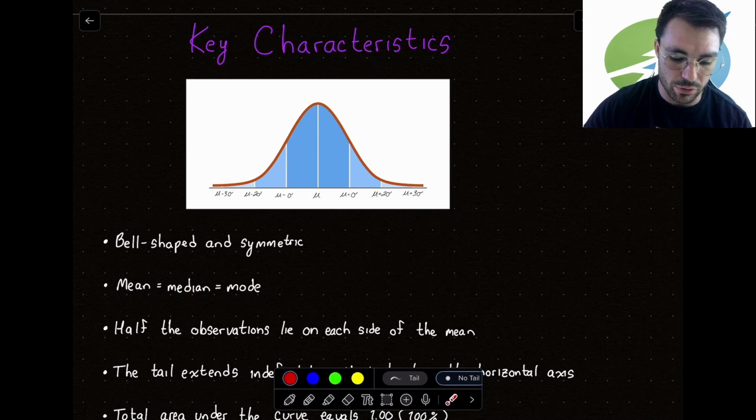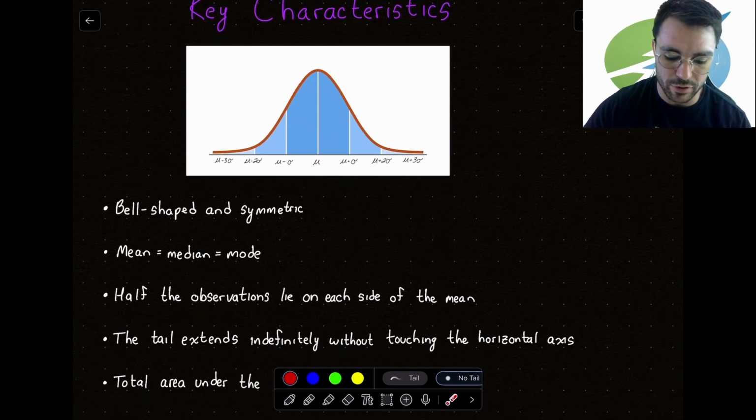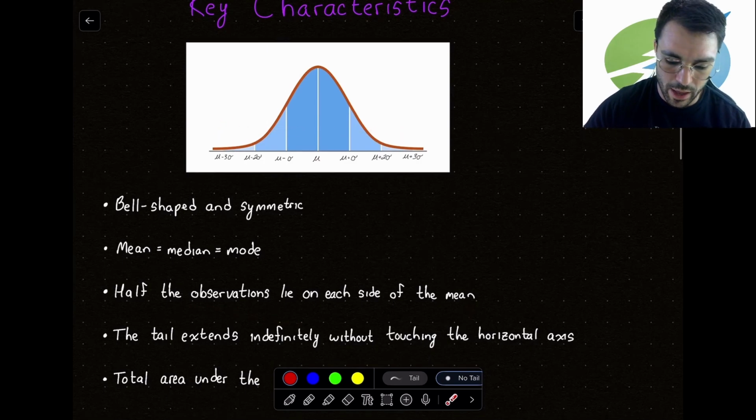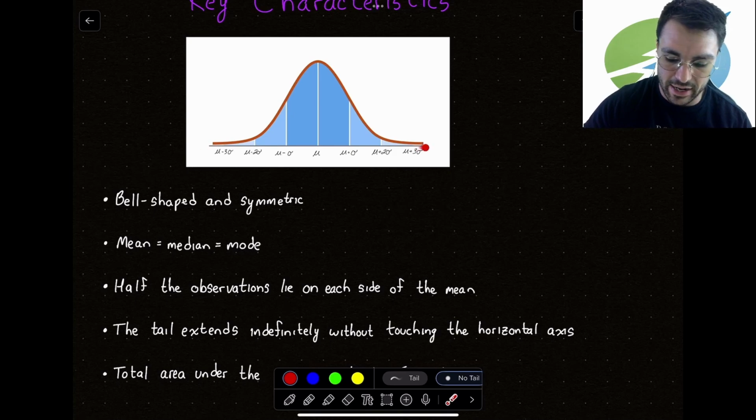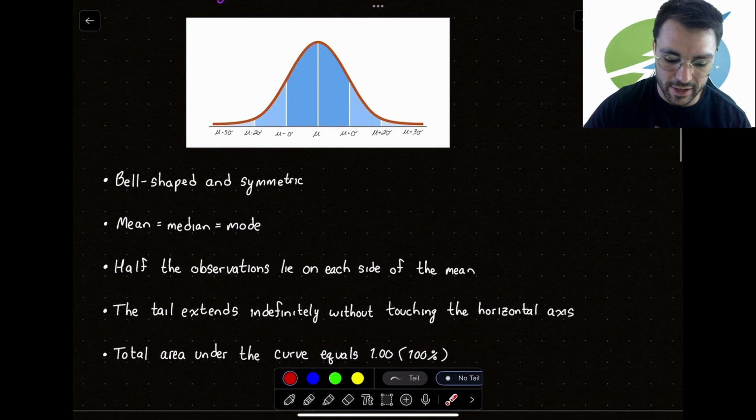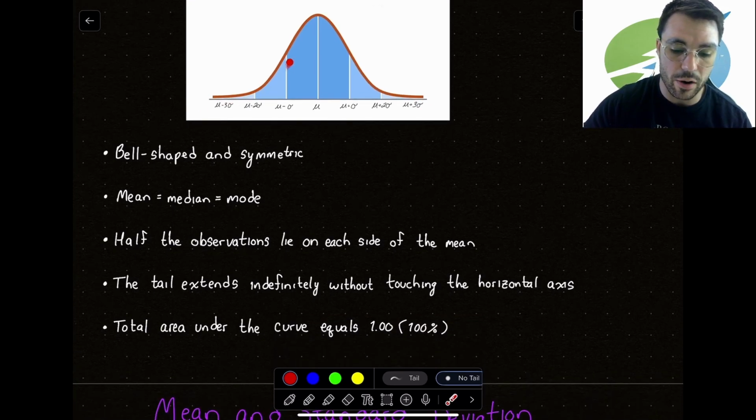So characteristics: it's bell-shaped and symmetric. The mean equals the median equals the mode in a perfect world. Half the observations lie on each side of the mean, so 50% of observations over here, 50% of observations over there. The tails extend indefinitely without touching the horizontal axis, and the total area under this equals 1 or 100%.